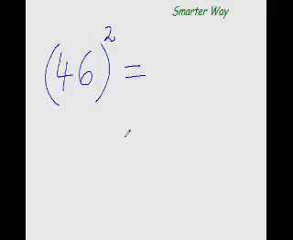Let's take one more example of number less than 50. Now as you can see that 46 is 4 less than 50. So immediately subtract that 4 from 25. Alright, so 25 minus 4 is 21 and square of 4 is 16. So 16, that's your answer.